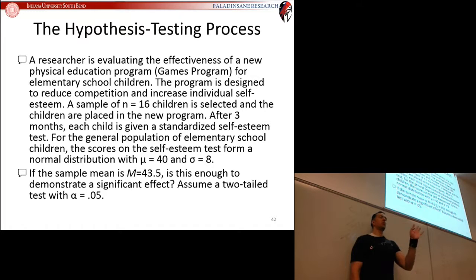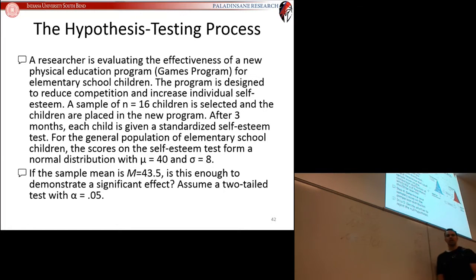But we don't care, well, we care about that, but we care about more than that. We want to know, does it work for the population of students? So based on this 43.5 score for our sample, is this enough to demonstrate a significant effect? We're going to assume a two-tailed test with an alpha of 0.05, and I'll explain what all that means in just a moment. So we're doing a hypothesis test. That's our situation.